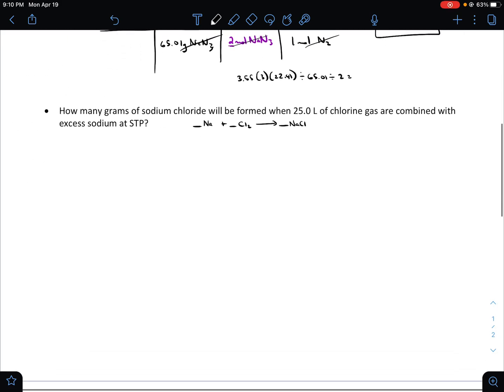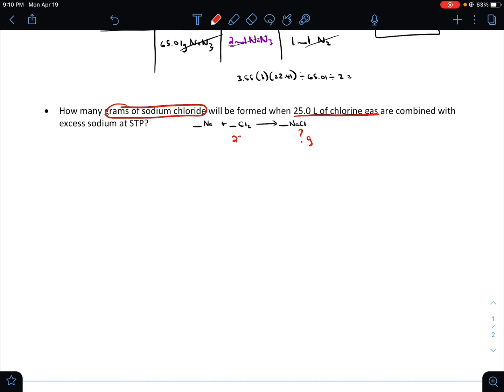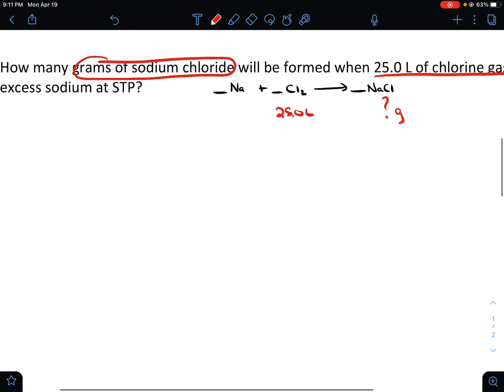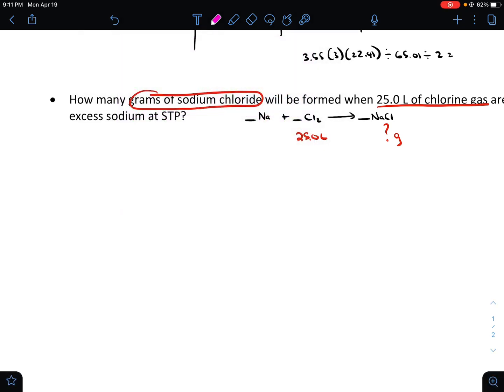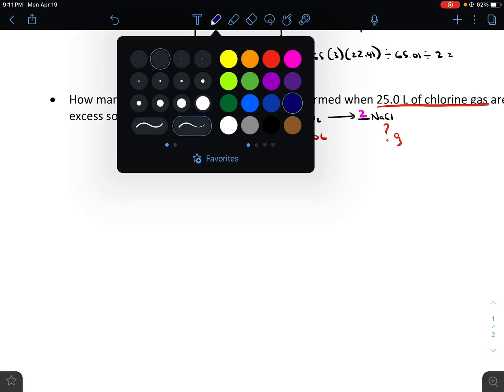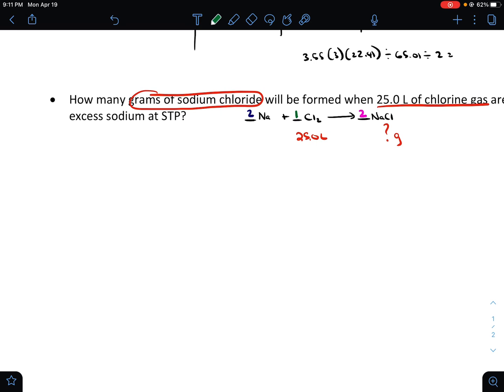Our next question says, how many grams, we're looking for grams, of sodium chloride, that's our question mark, will be formed when we have 25 liters of chlorine gas. So we have 25.0 liters of chlorine gas and we have excess sodium, and we're at STP. The very first thing we do, we have to balance. So let's go through and do that. I'm going to put a 2 right there to give me the same number of Cls. Then I need a 2 in front of Na. And then I need a 1 in front of Cl2.